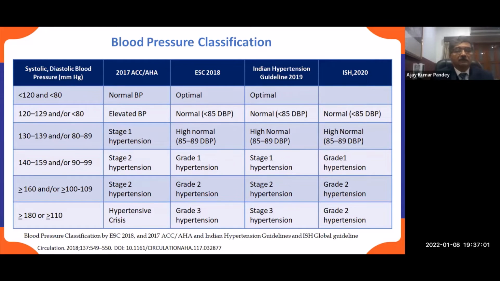What they say, the American College of Cardiology guidelines: they say that 120 by 80 is normal. There's a comparison of all the guidelines, and I will discuss it with all of you. The Indian guidelines are basically like the European guidelines.